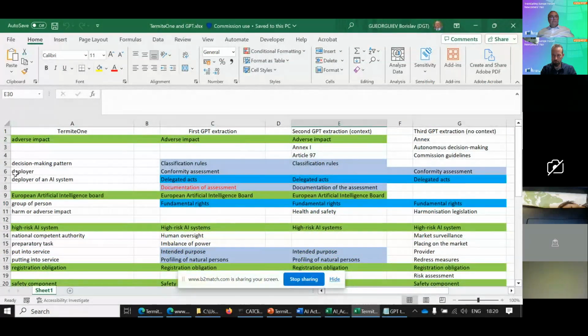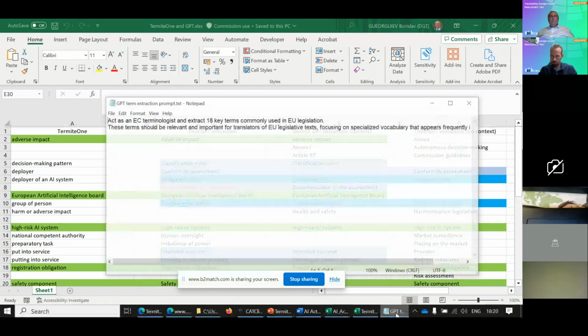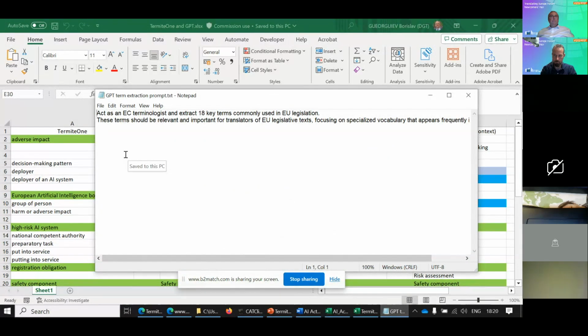And now I would like to show you what we have made as extraction here. You can see these are the same terms extracted using TermiteOne. And then we have done 3 extractions using GPT, using this prompt. By the way, the prompt can be very simple, it can be just: extract 18 terms. That's it. GPT will provide the result.